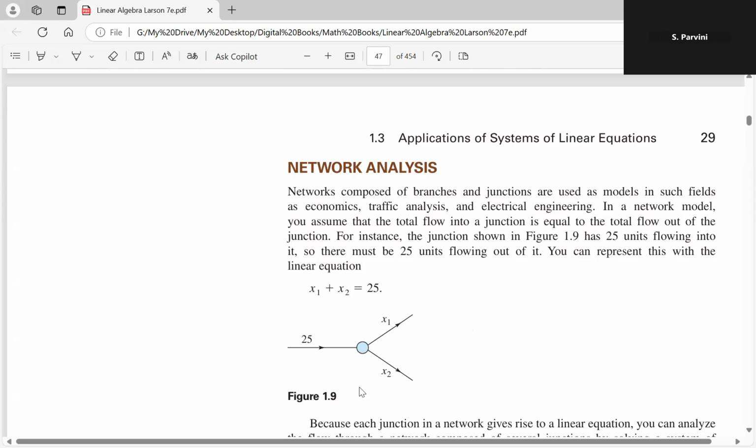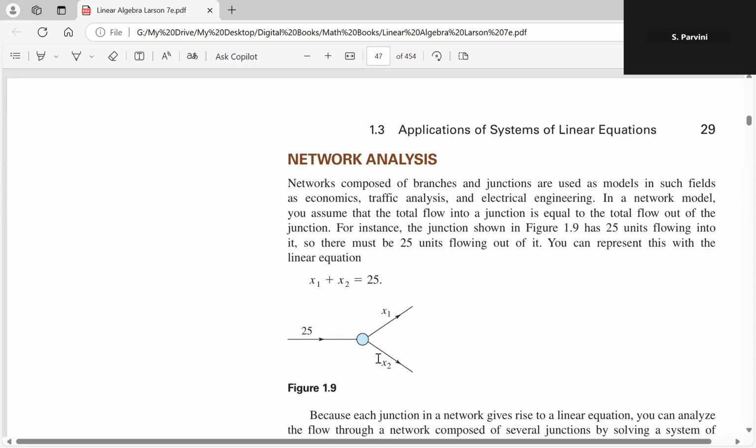So they could, for example, have x1, x2 coming in, leaving as 25. You see that? The flow from one branch and the flow from another branch in here at that junction equal the flow out. Again, that's if we don't want any congestion or backups in the network. We just want things to flow.